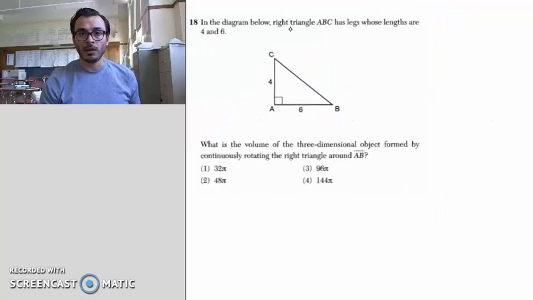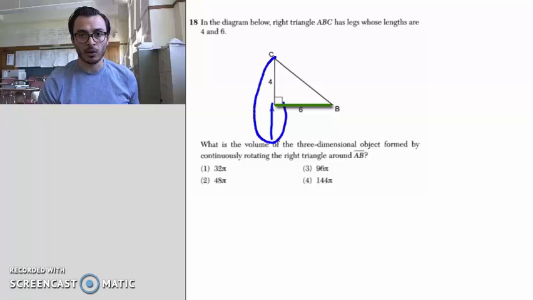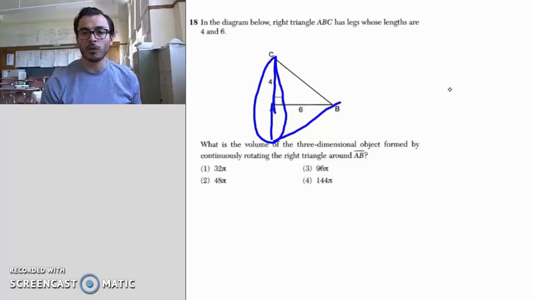Number 18, in the diagram below, right triangle ABC has legs whose lengths are 4 and 6. What is the volume of the three-dimensional object formed by continuously rotating the right triangle around AB? So it's saying that we're going to rotate this around AB. So we're going to get a cone. If we rotate it around AB, we'll get a cone that looks something like that.